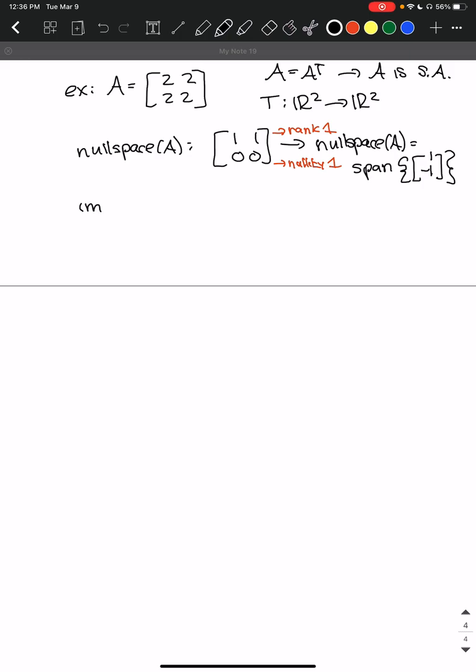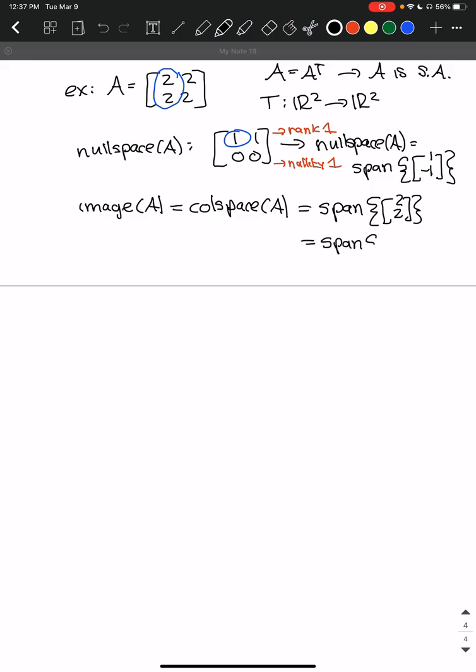And then my image of A is the column space of A, right? So that's a throwback. How do we find the column space? Well, we look at our row reduced option here. We select the column with the leading one, and we go back to our original matrix and select the column that corresponds to that. So we have here that this is a span of the vector 2, 2. We can also reduce that to the vector 1, 1.